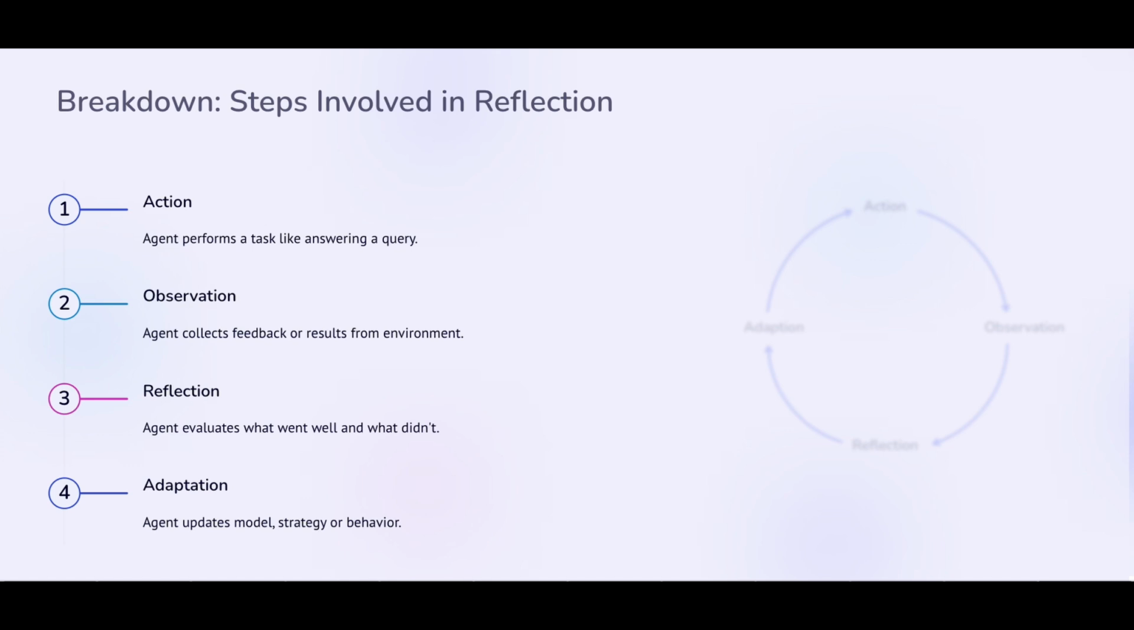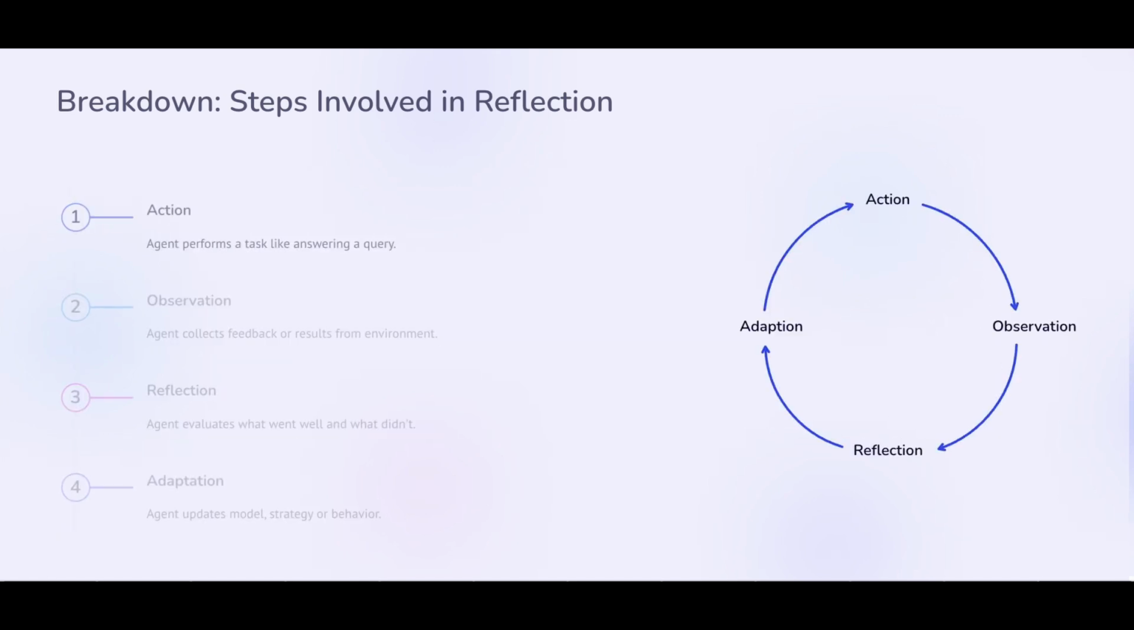And finally, step 4 is adaptation. The agent updates its model, strategy, or behavior based on what it learned from the reflection process. This is how it improves over time and avoids making the same mistake. Simple, right? This cycle of action, observation, reflection, and adaptation is what makes reflection agents so powerful.